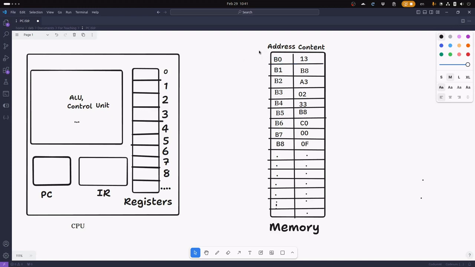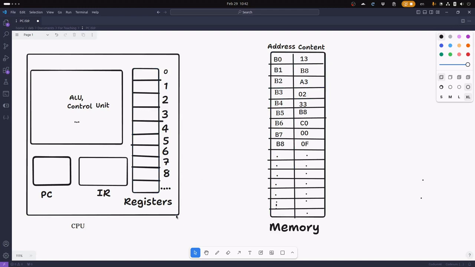So, this is our CPU, our processor, and these are the memory cells and the values of the memory cells. There are many memory cells, but for our program we just need these few, so don't think these are the only memory cells. These are the corresponding values of those memory cells: the value of B0 is 13, B1 is B8, B2 is H3, and so on.